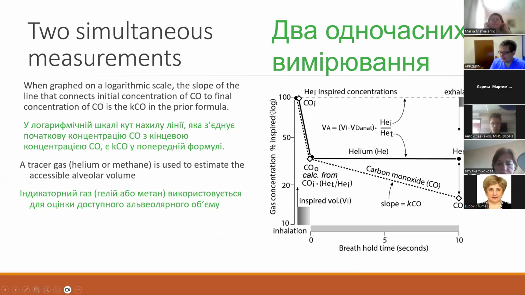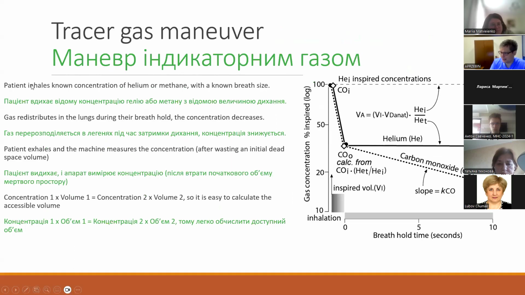So in the end, it is 2 simultaneous measurements, like I said at the beginning. One is the alveolar volume, and the second is the uptake of carbon monoxide. And to measure the alveolar volume, we use this tracer gas and the change in concentration. So the tracer gas maneuver is fairly simple. The patient inhales a known concentration of helium or methane, and since we're measuring as they inhale, we know what kind of breath size they have.